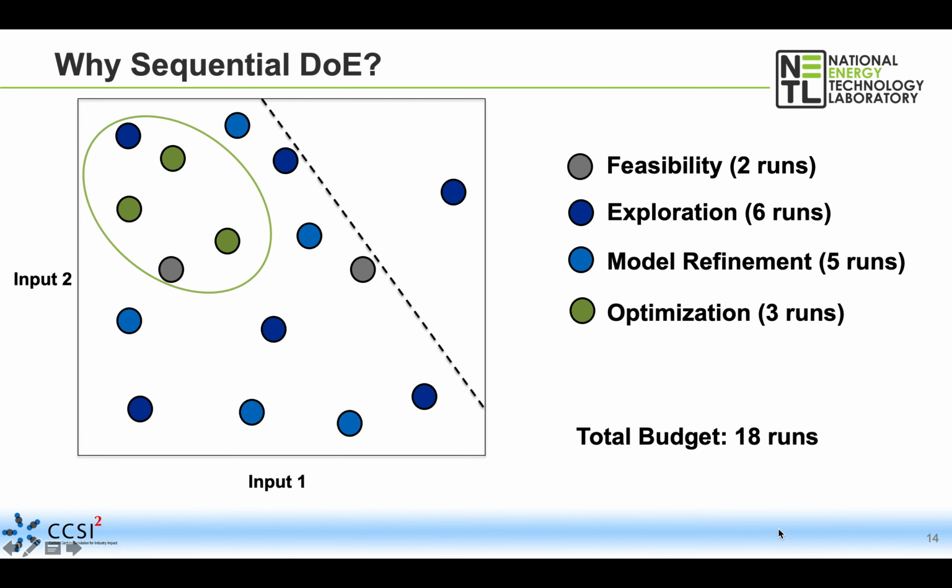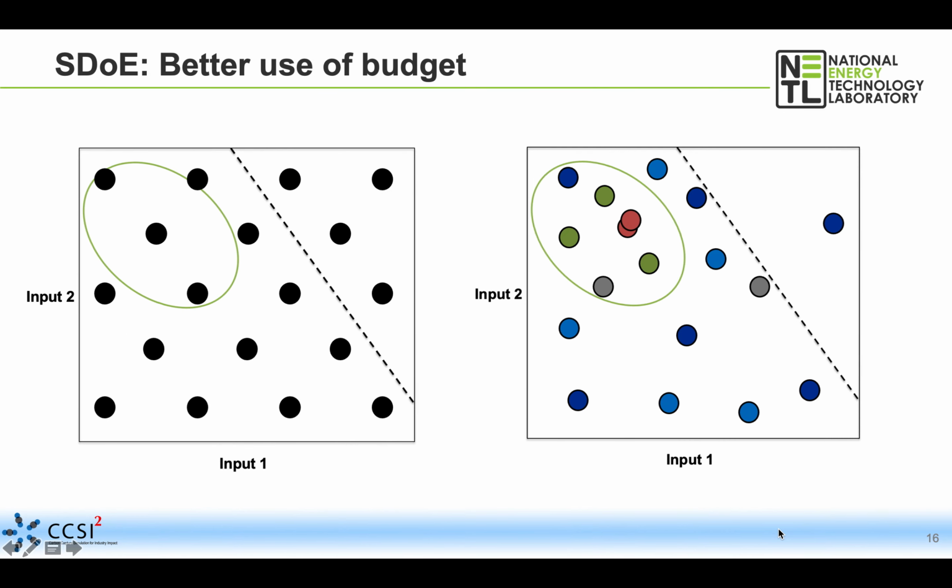And so we can allocate 3 runs for optimization. And now we think we've found the optimum. We can allocate 2 runs to confirm that. And that gives us that budget of 18 runs where we were really able to allocate things across our 5 stages of the process.